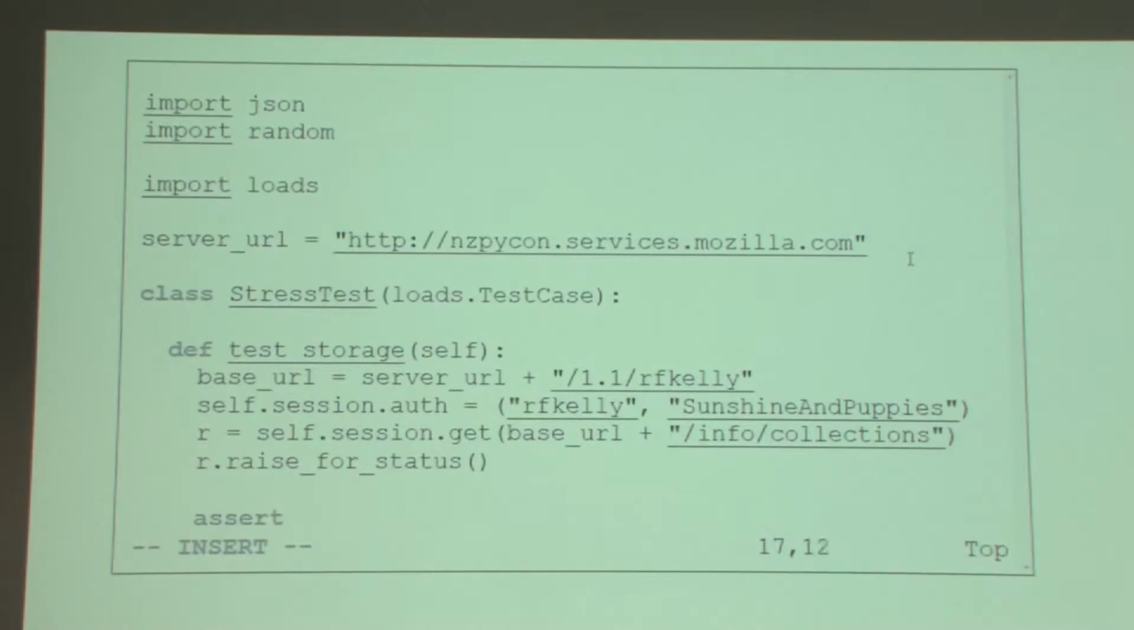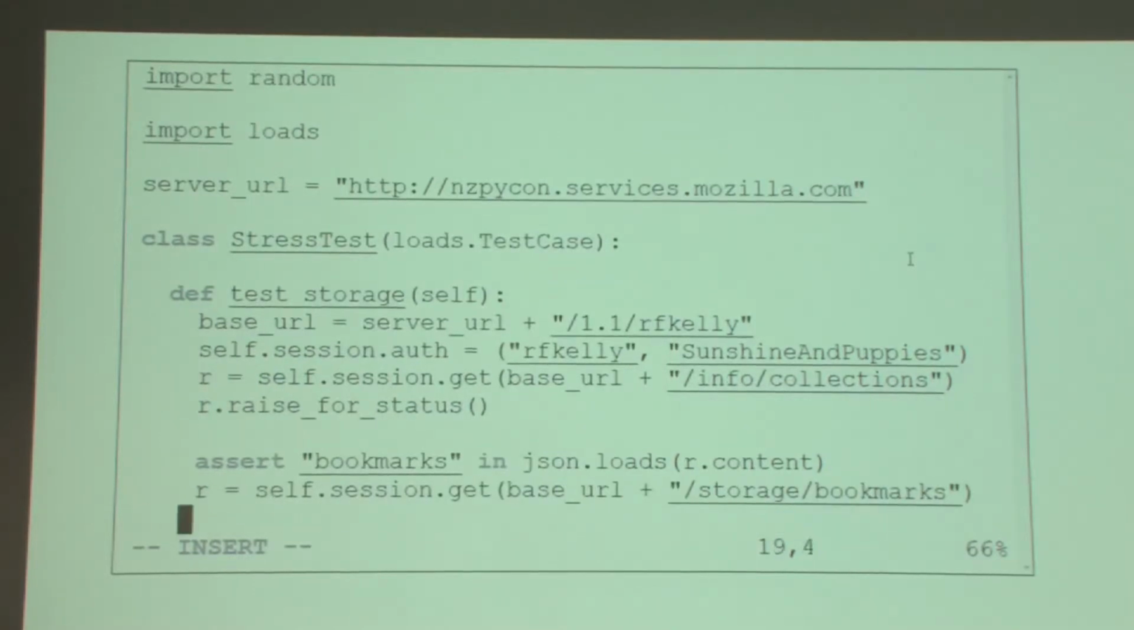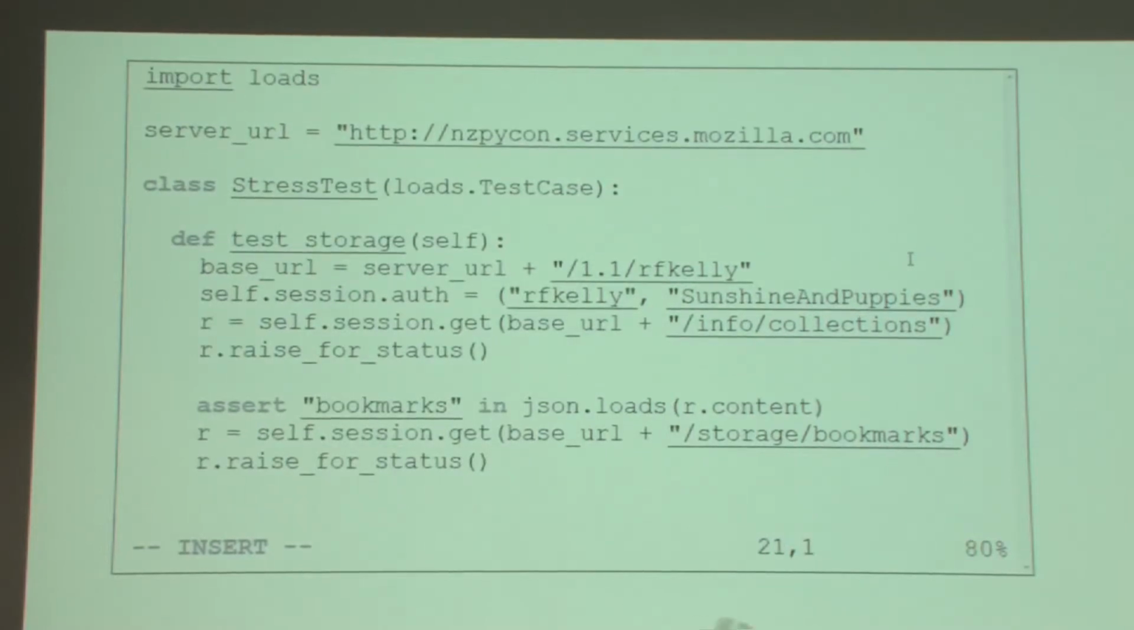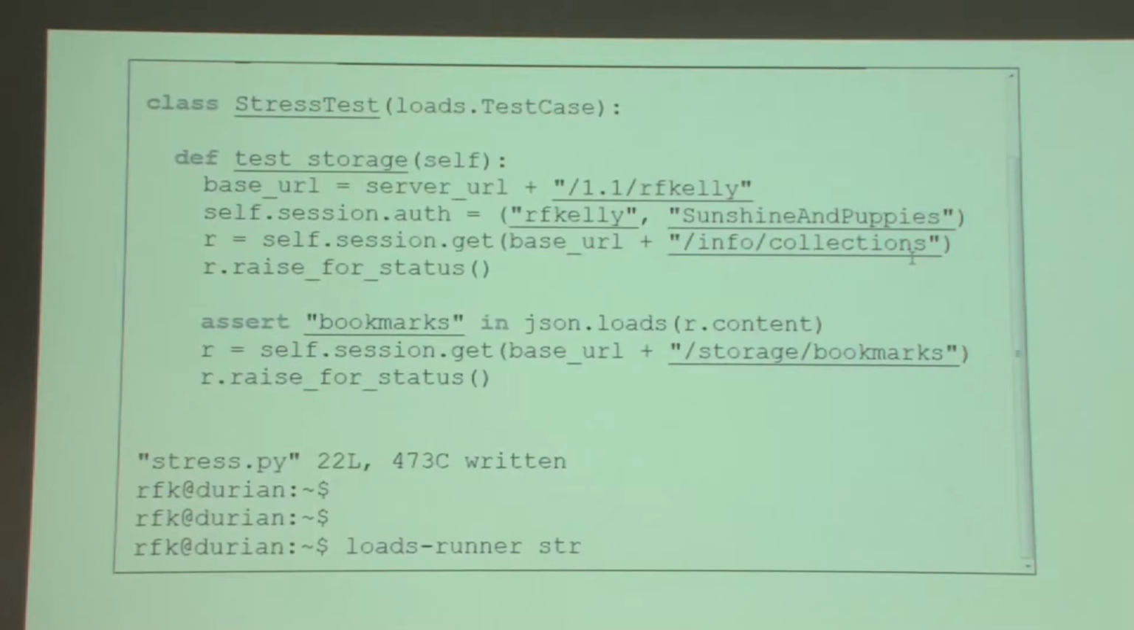So get my collections. I'll check that yes, the bookmarks are correctly being reported from the server. I'll go ahead and load the bookmarks and check that they came back correctly and that sort of thing. You can imagine me fleshing this out into a much more thorough description of what the service is supposed to be doing. Given that, I have this tool called loads runner. I pass it the path to that particular test case in much the same way as you might pass it to nose or something like that.